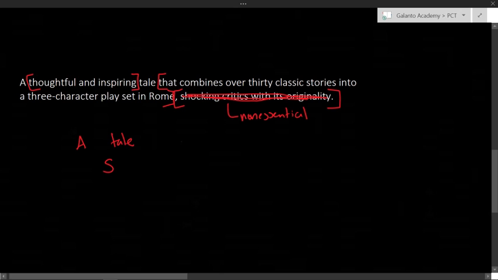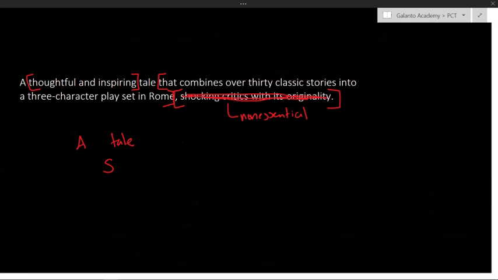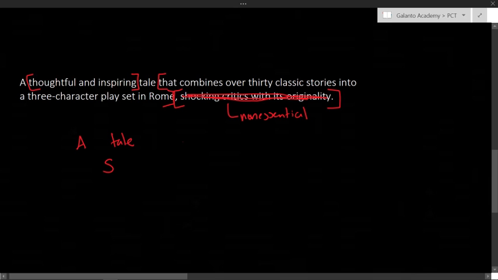So what could make this into a full sentence could be a thoughtful and inspiring tale that combines over 30 classic stories into a 3-character play set in Rome is about to open in New York this week on Broadway. That would turn it into a full sentence because then tale would be our subject, and then if we have is about to open or set to open, then is would be our verb.